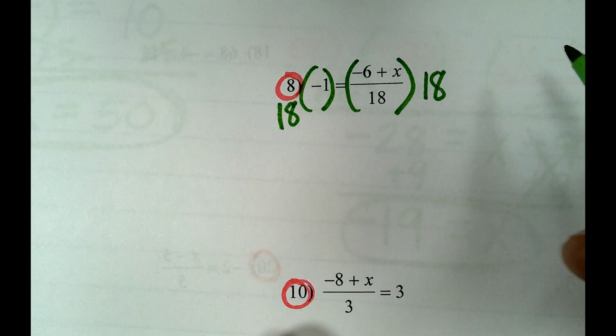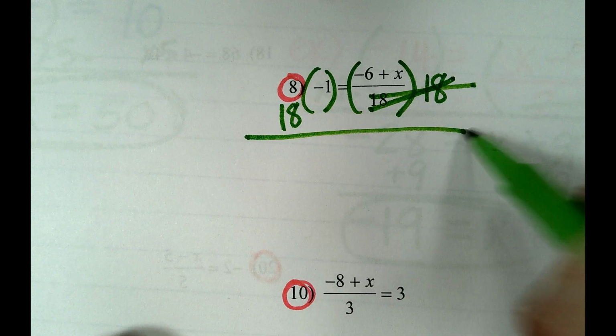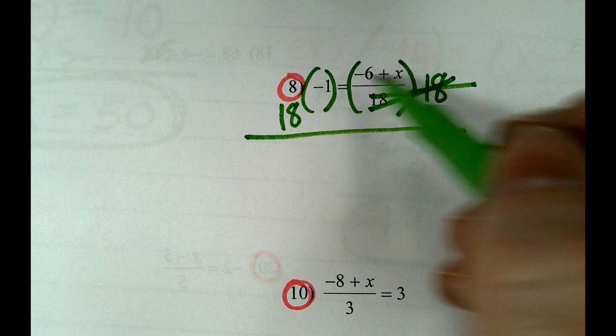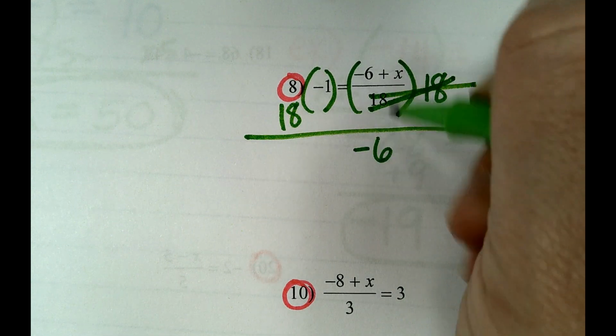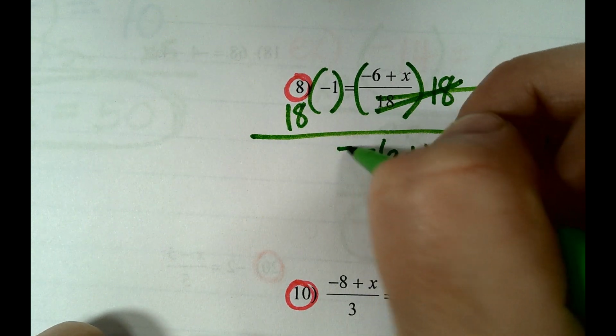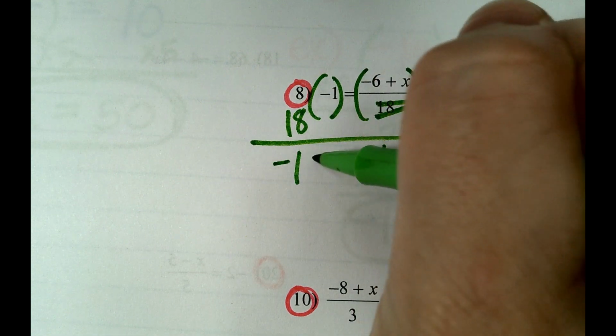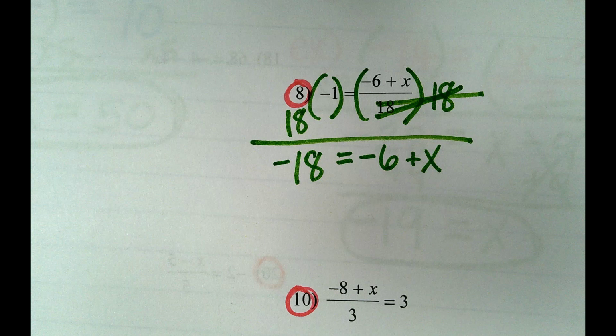What happens to my 18s? They cancel. So you bring that down. And then 6 plus x, I've got negative 6 plus x over here. Bring down my equal sign, and what is negative 1 times 18? Negative 18. Perfect.